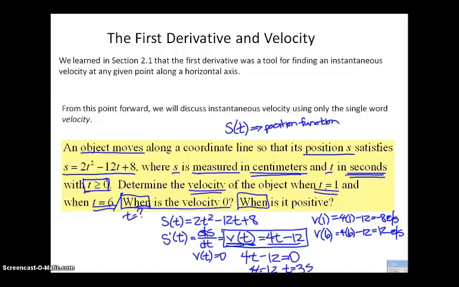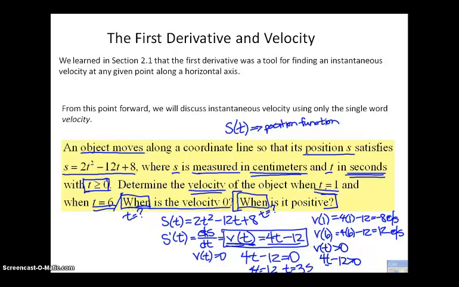Let's pick up where we were at the very end of this problem here. We were talking about this very last part. When is the velocity positive? And that's the only thing we hadn't answered yet. The velocity is going to be positive when the function's greater than 0. So we're going to do the same thing we did, except we're not going to set it equal to 0. We're going to say greater than 0. And again, we're looking for a t-value, and we can see here that's the only variable that we have.